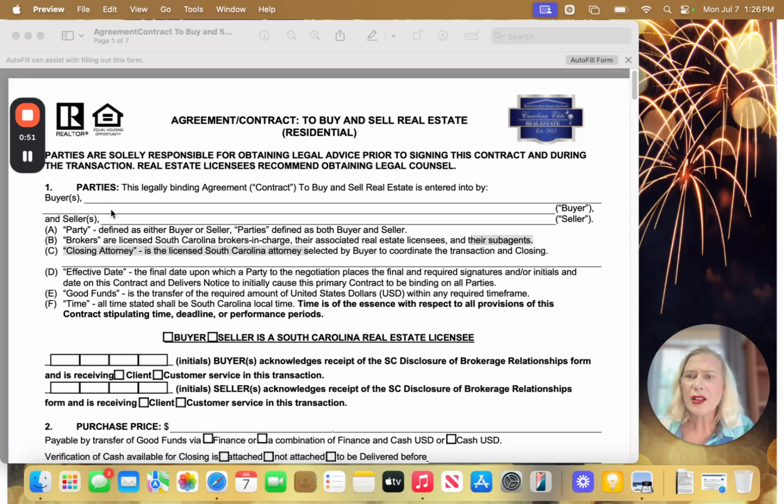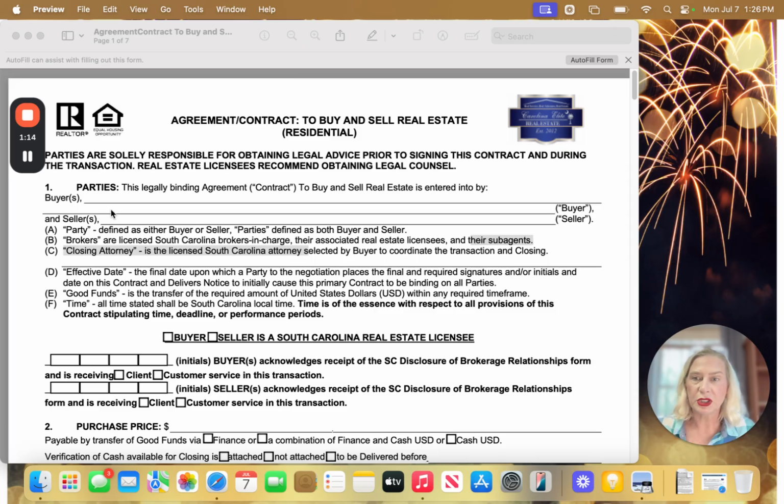Okay, looking at the contract, this is the Form 310. This is the agreement to buy and sell real estate for residential only. There are several other versions for condos and vacant land and all that. So just make sure you understand that there are separate contracts to submit offers on for different types of real estate. This one is for residential.